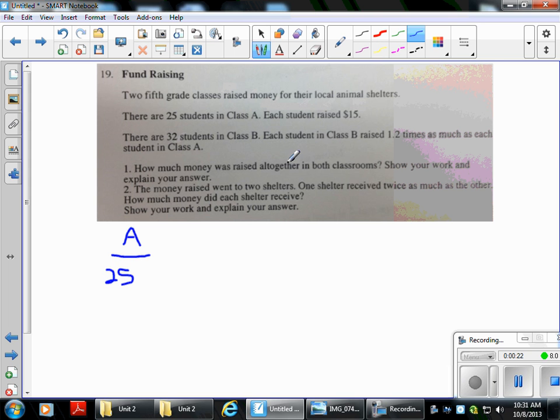And each student raised $15. So $15 is what each student raised. And I have 25 kids in this class. Then we have Class B. In this class, we have 32 students. Each student in that class raised 1.2 times as much as each student in Class A.